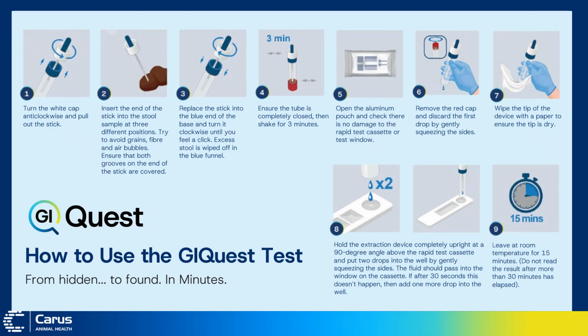And in fact, we've had quite a lot of vets say that if they're doing a rectal anyway, they just use what's left on the glove, and they're able to run the test from that. So once you've filled those little grooves, you replace it into the tube and you give it a shake for a couple of minutes to react with the reagent. You then take the red cap off at the bottom, discard the first drop, give it a wipe, and then pop 2 drops into the lateral flow test and just leave it on the side for 15 minutes.